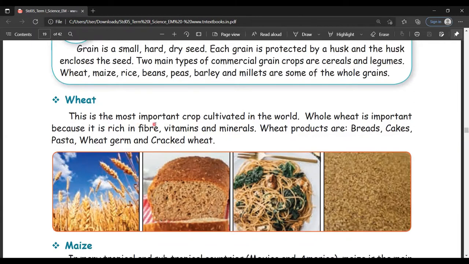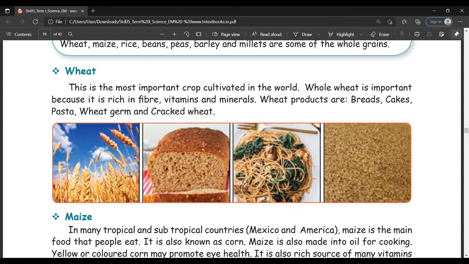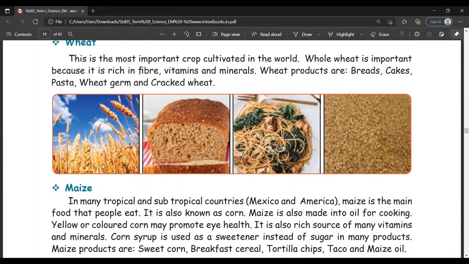So wheat is the most important crop cultivated in the world. Very important crop cultivated in the world. Whole wheat is very important as it is rich in fiber, vitamins and minerals. Wheat products are breads, cakes, pasta, wheat germ and cracked wheat. Okay, see here you can see wheat. And some of the wheat products.